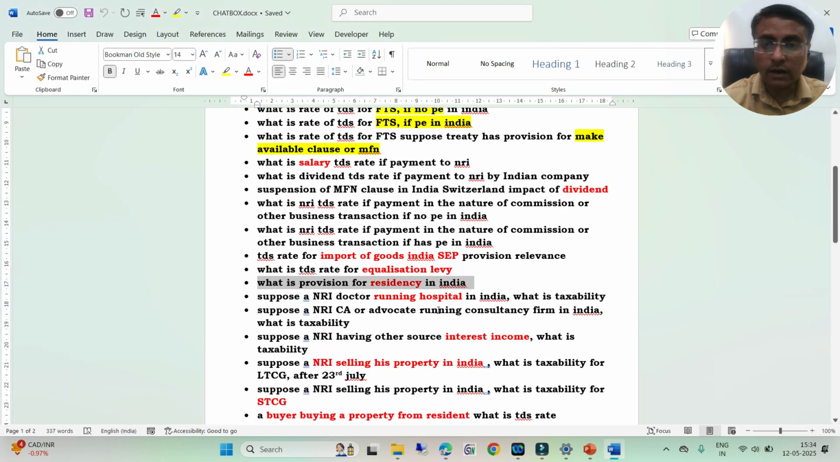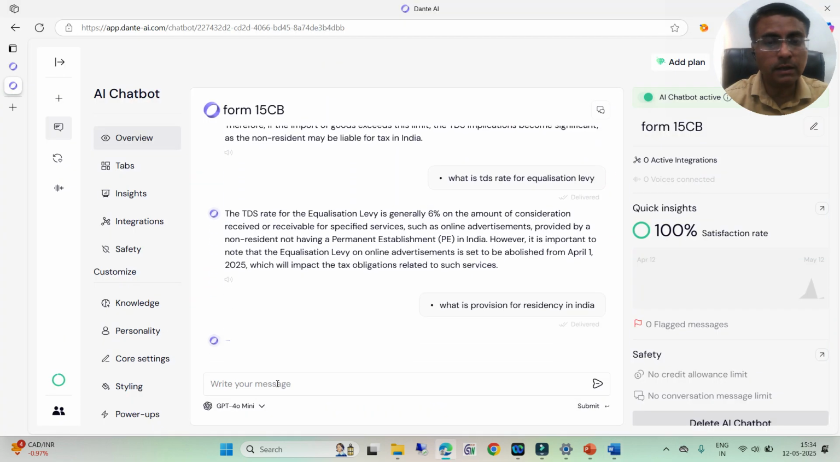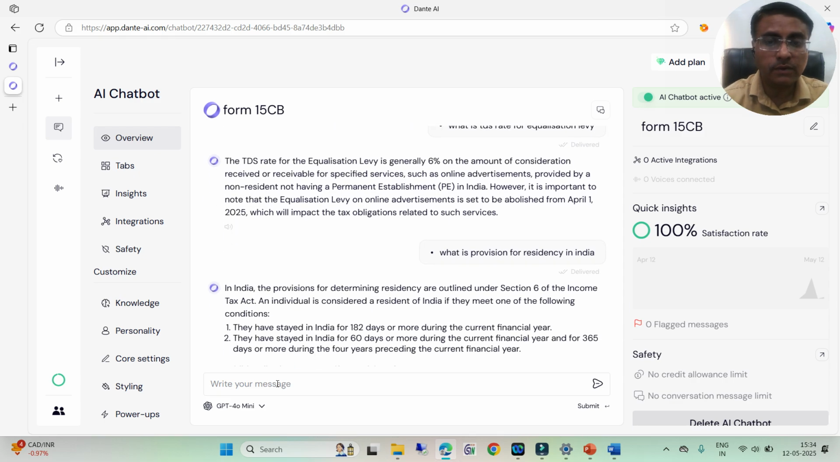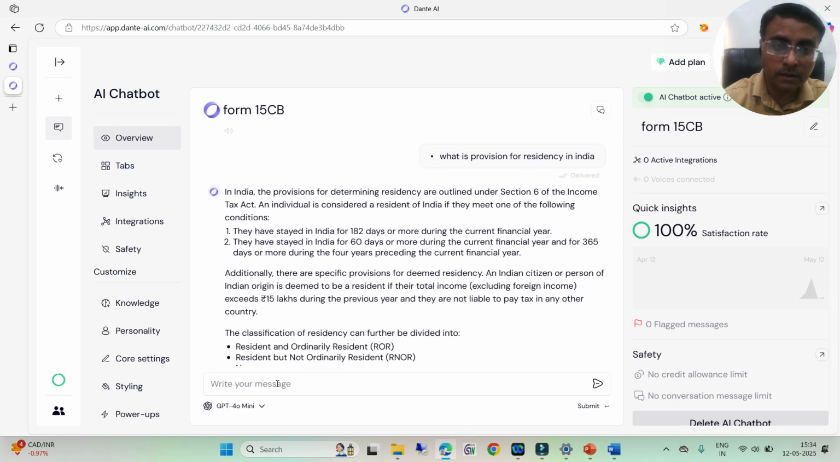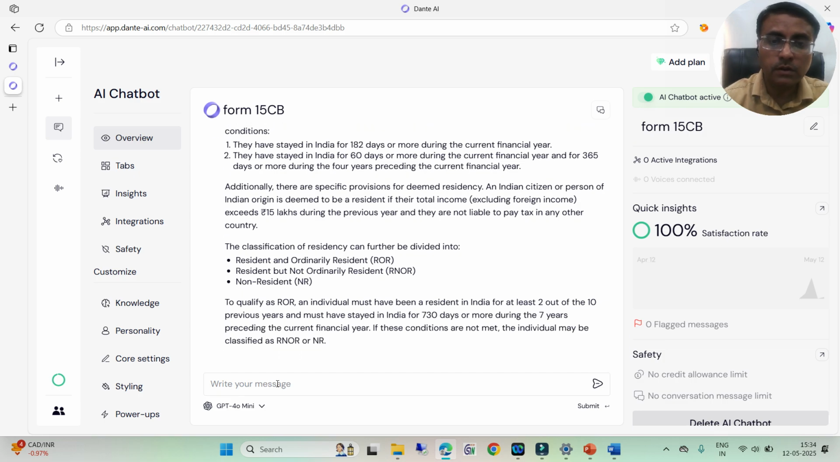So what are the provisions in respect of residency? Residency depends upon your residential status, how many days you stay in India, whether 182 days, 60 days, the last 4 years, 365 days. It depends upon the additional condition, 2 out of 10 years. What is your residential status, whether RNOR or ROR, and the additional condition you need to check for ordinary status and the last 7 years. So these are the basic things.